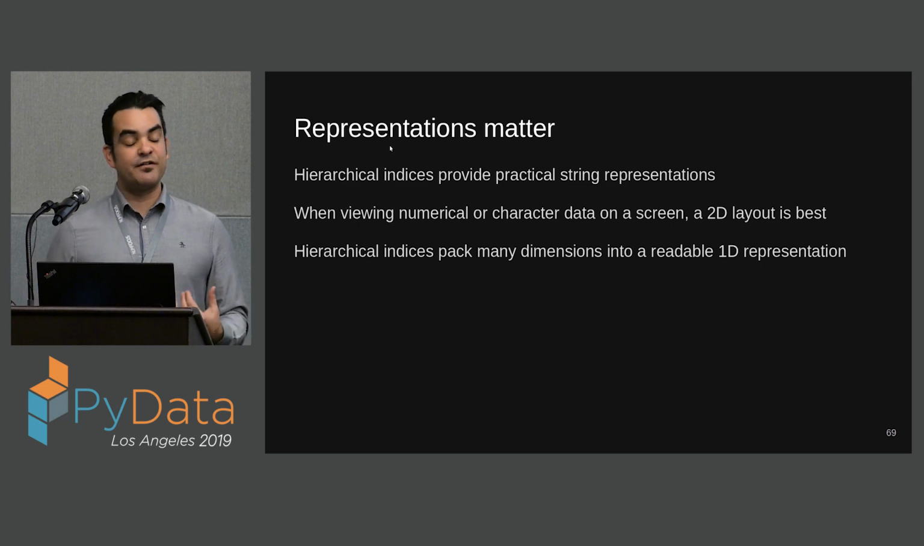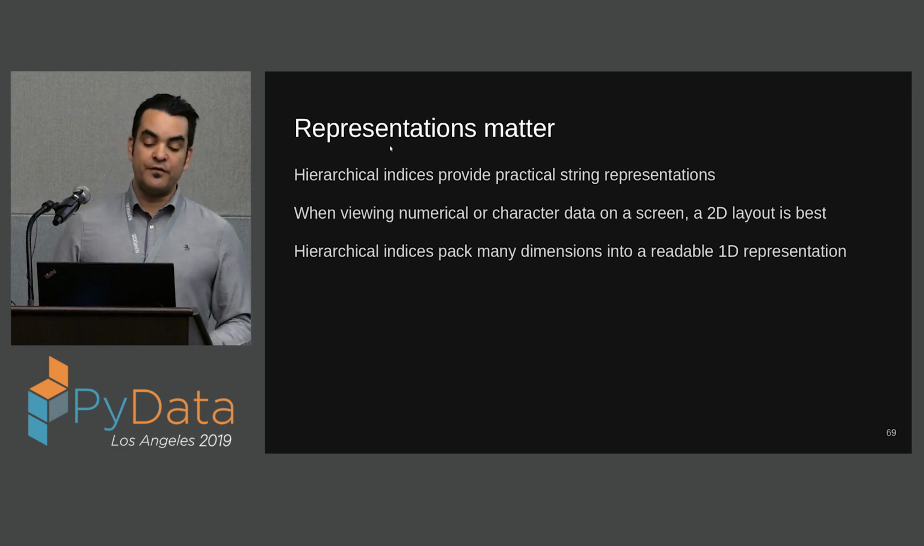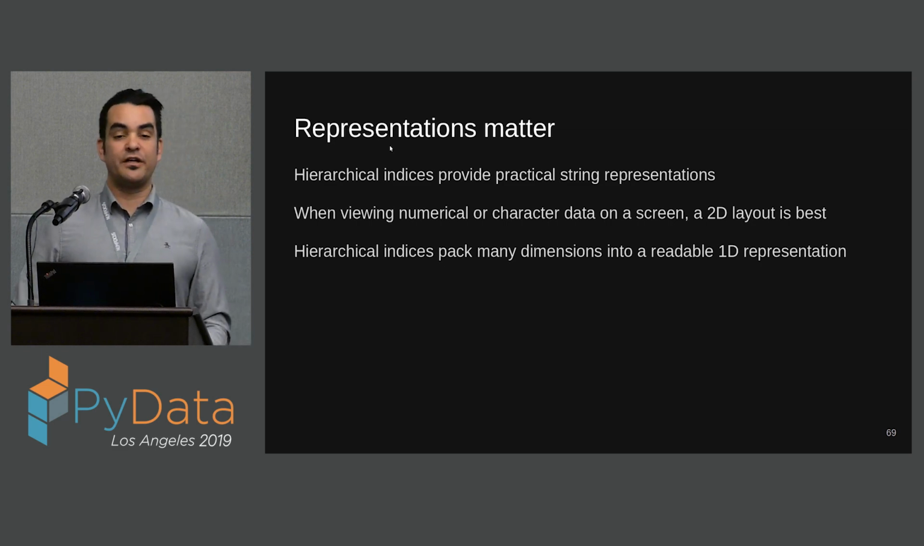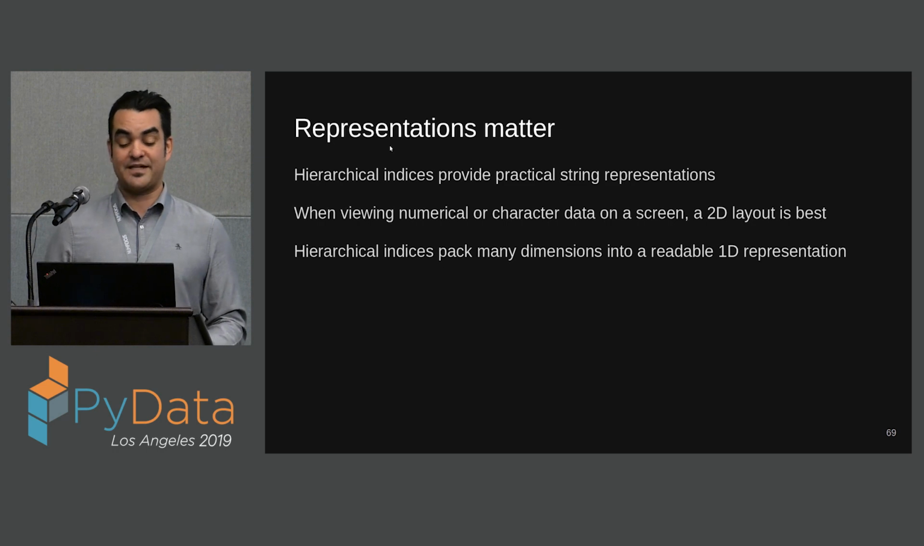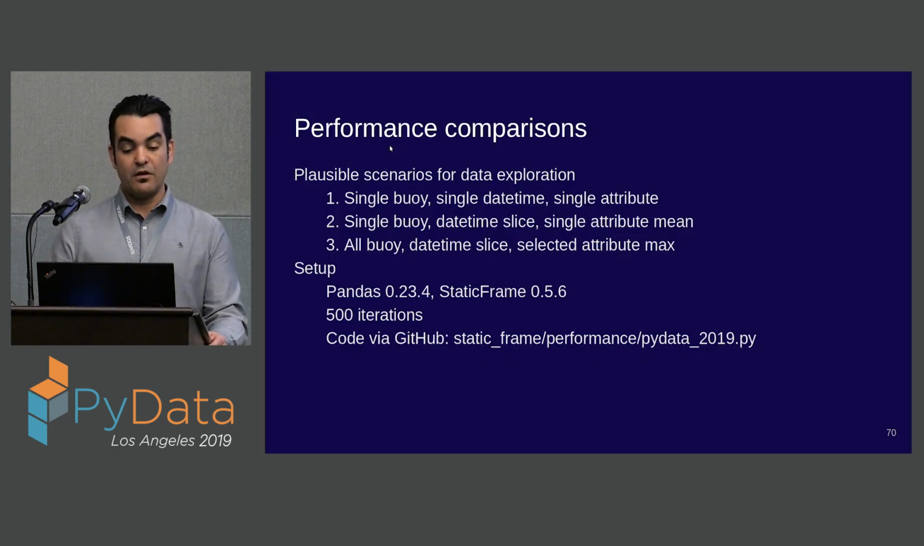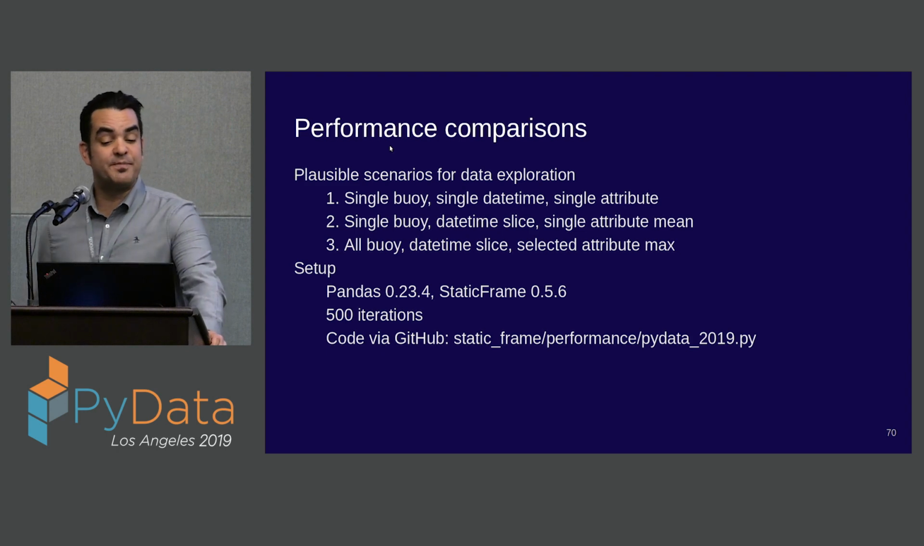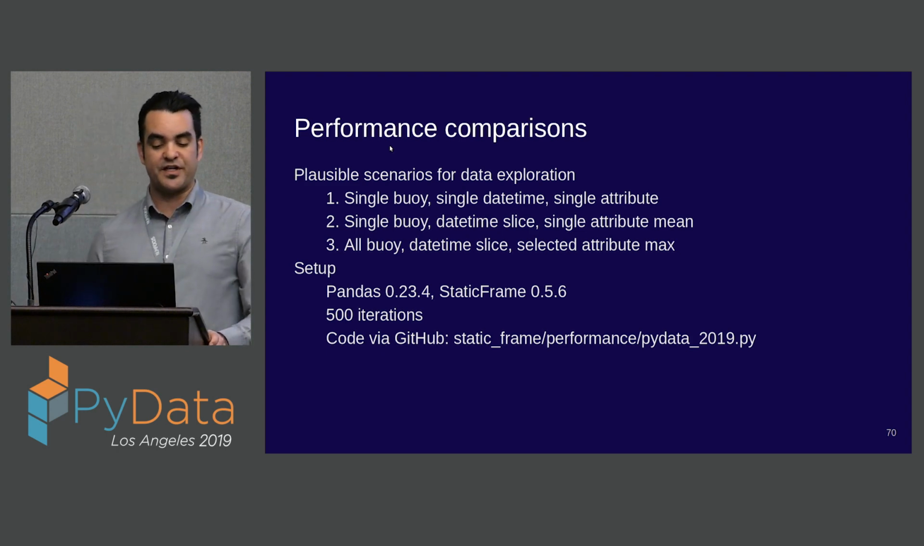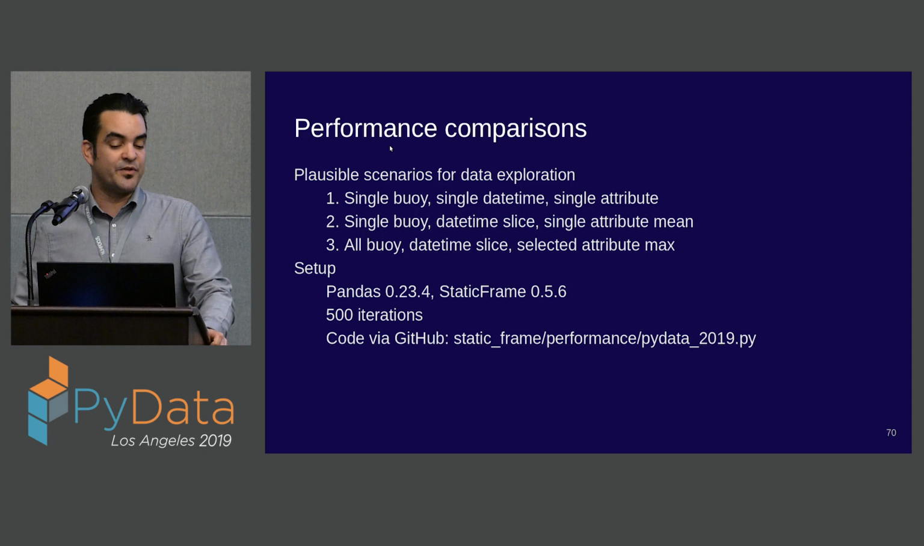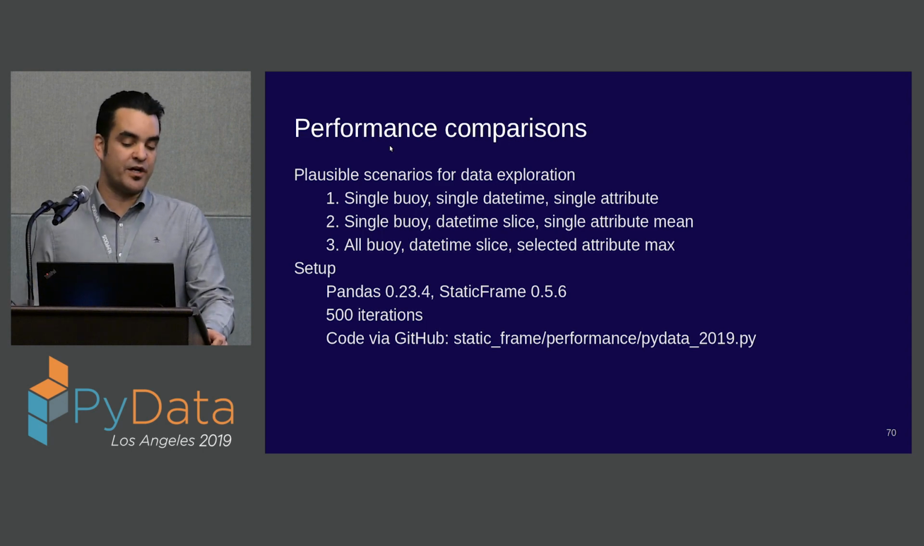So it's useful to consider at this point that representations matter. Hierarchical indices provide practical string representations, and that's important. When viewing numerical or character data on a screen, a two-dimensional layout is actually best. So one feature of hierarchical indices is that they pack many dimensions into a readable one-dimensional representation. Now we're going to look at some performance comparisons between these different three-dimensional representations and try to get an idea of how the performance varies amongst these and what the trade-offs are when using these different representations.